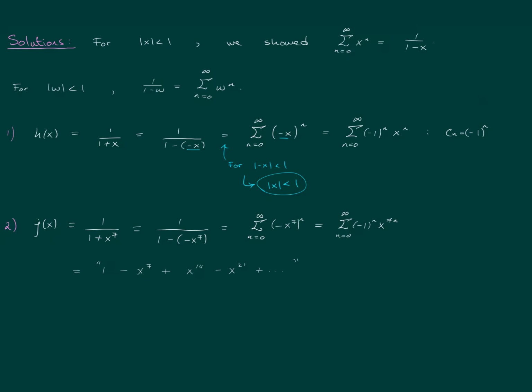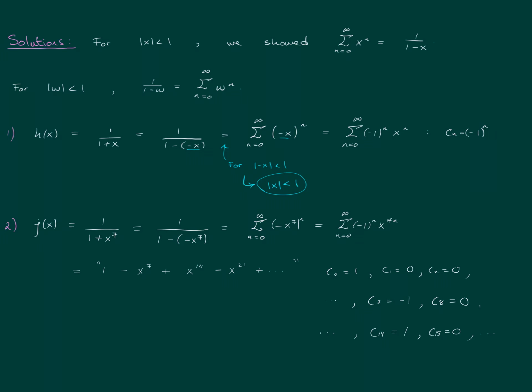Now, c0 is 1. c1, well, there is no x term, so c1 is 0. c2 is 0. There is no square term. All the way up until we get to c7, and we saw that it's minus 1. c8 was 0, there's no x to the 8th term. And so on up to c14 is 1. c15 is 0, and it goes on like this.